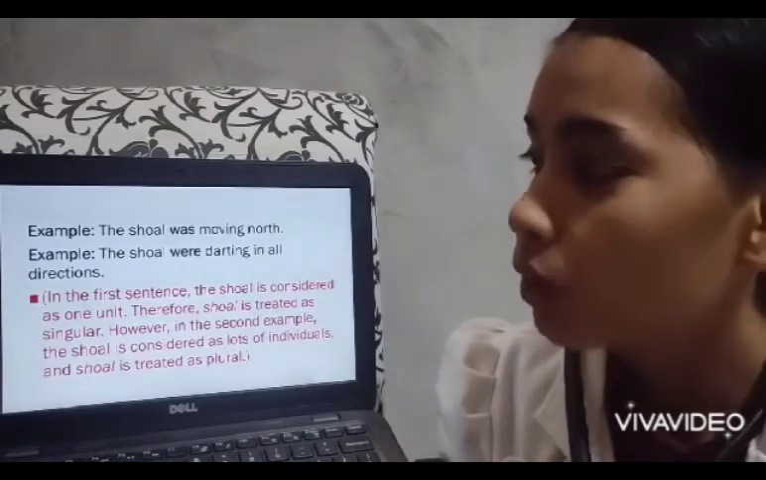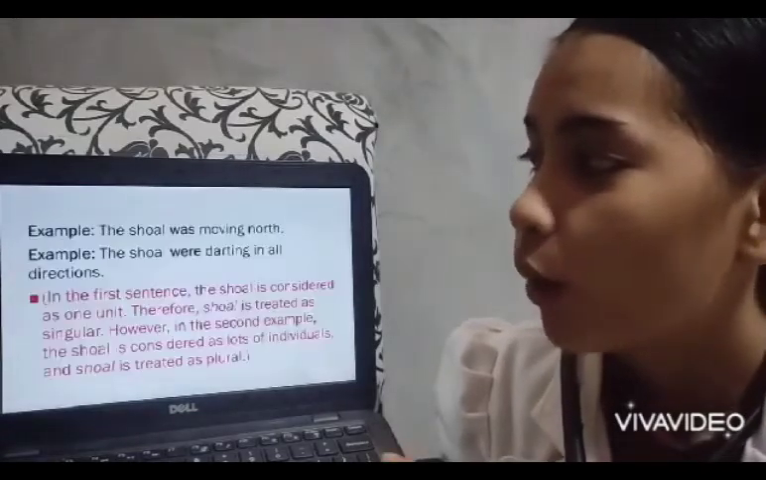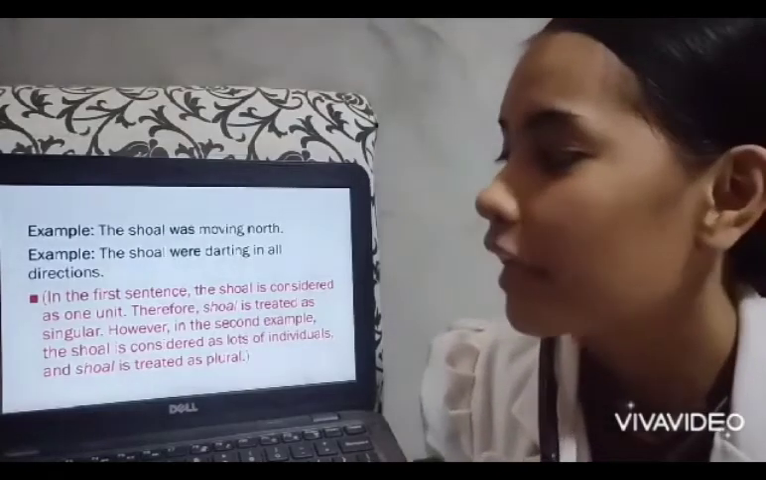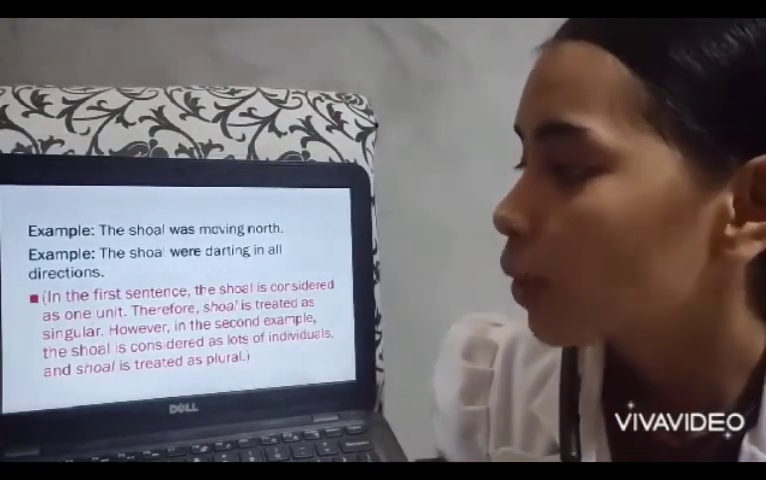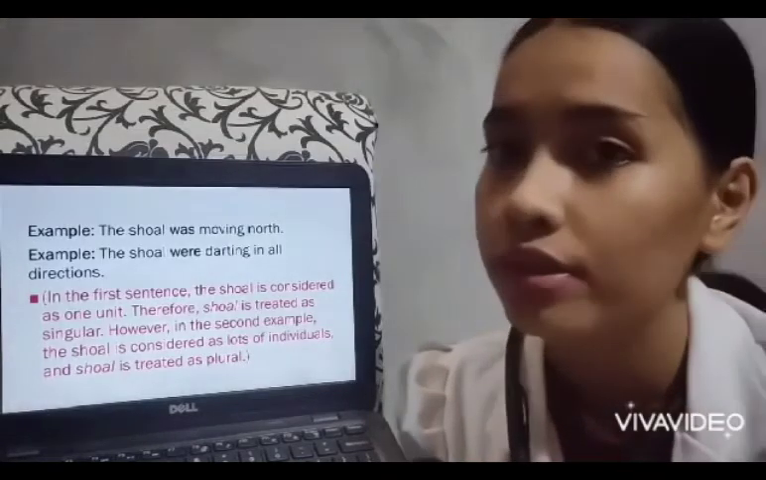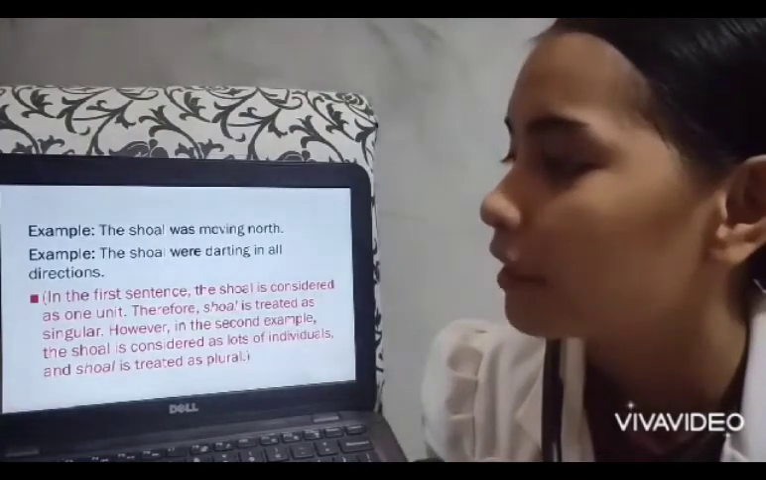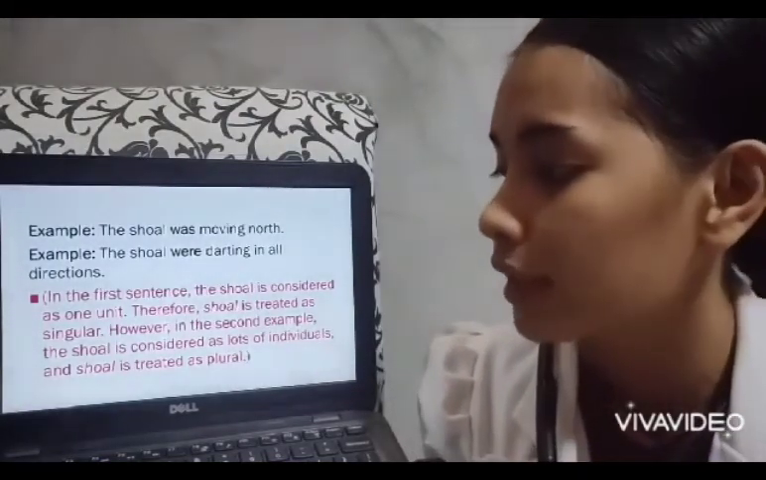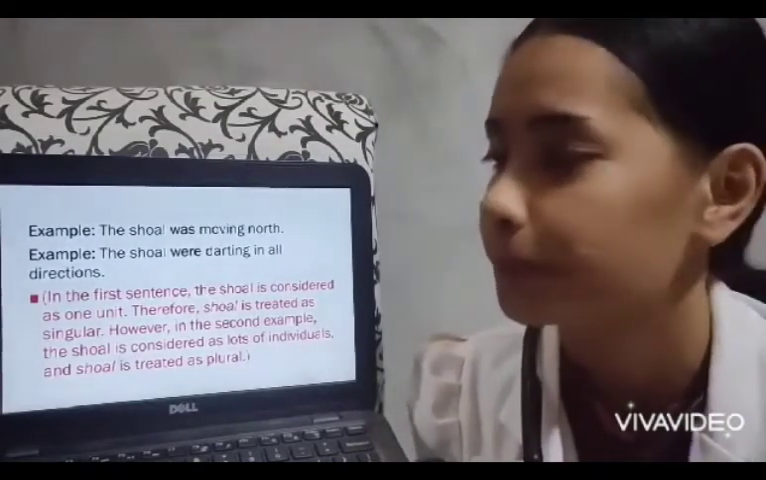Example, the shoal was moving north. The shoal were darting in all directions. In the first sentence, the shoal is considered as one unit. Therefore, shoal is treated as singular and we use the verb was. However, in the second example, the shoal is considered as lots of individuals, and shoal is treated as plural. Therefore, we use the verb were.